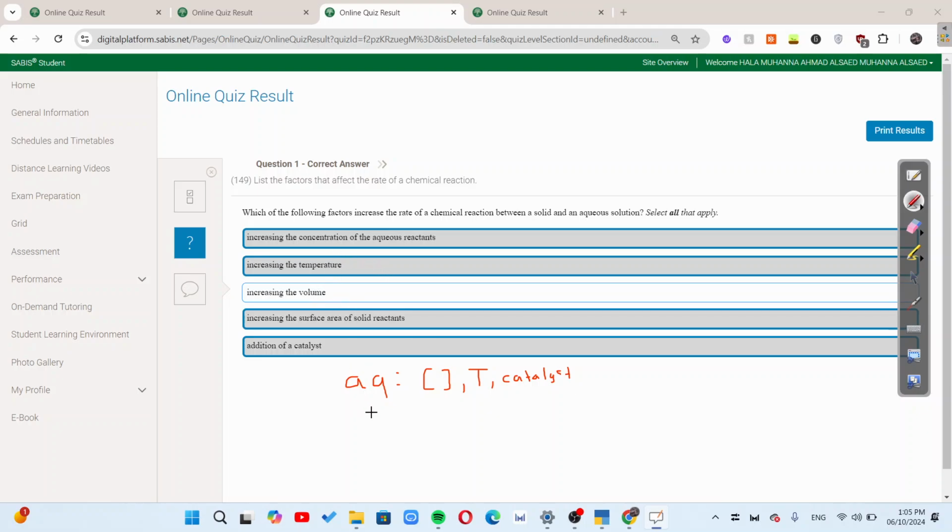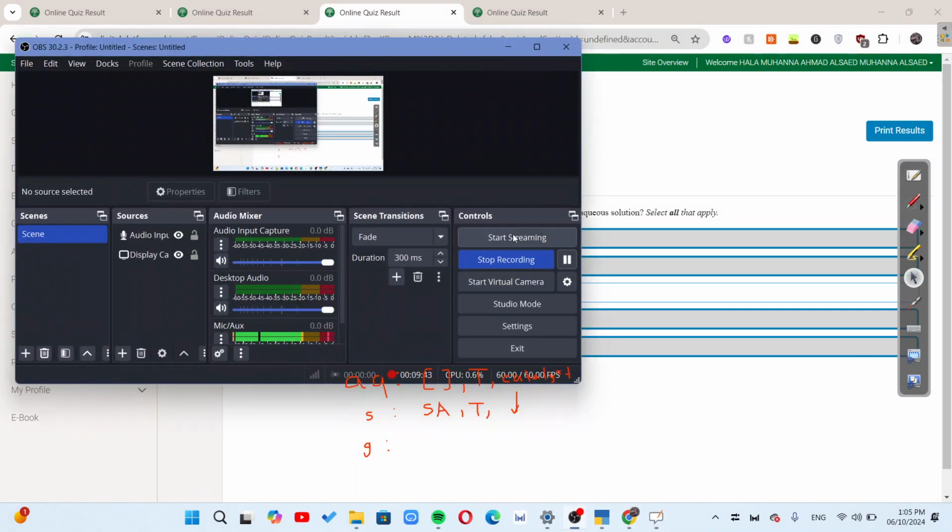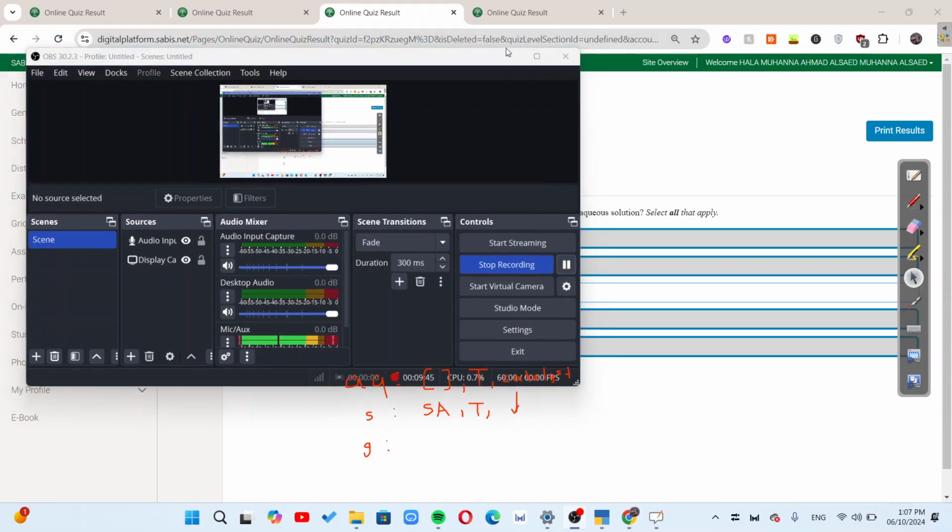And now for solids, the things that affect the rate are surface area, temperature, and again, catalyst. I'm not going to sit down and write it. And in gases, if I'm not wrong, but wait, I think I pulled the wrong graph from my copybook, so let me find the right one. Okay, I found it. Turns out they're the same.